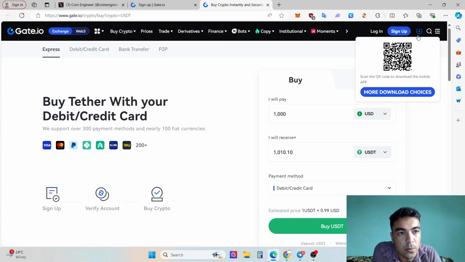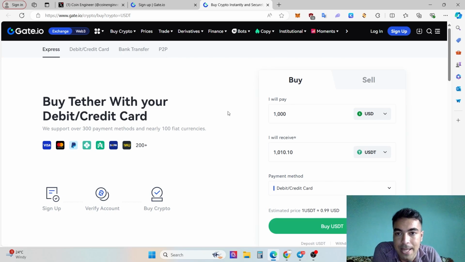And by the way, if you want to use the mobile application on the App Store or Google Play Store, you can just click in there and scan the QR code, and then you will be directed to the App Store or Play Store, depending on your phone type.